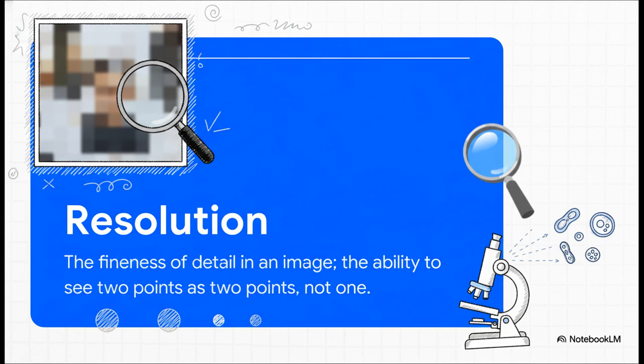Think about it like this. You can take a low-quality photo on your phone and zoom in, right? You're making it bigger, but at some point it just turns into a blurry, pixelated mess. You're not getting any more information. It's the exact same idea with microscopes.